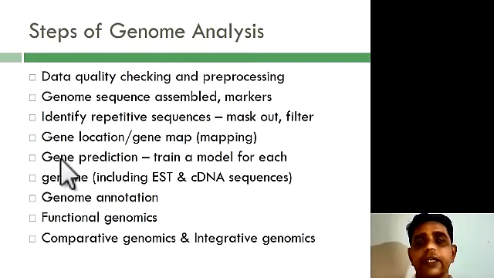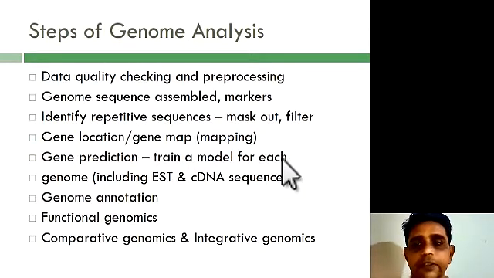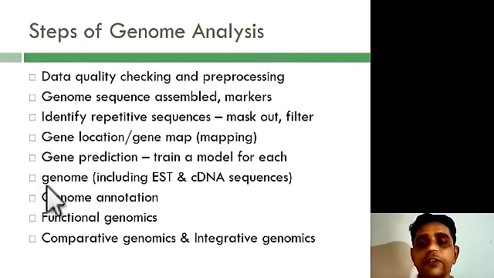The next step is gene prediction, and you have to train the model for each one. For gene prediction, different kinds of models are available, and depending upon that, it is possible to go for the prediction of the gene computationally. Then you can also go for genome analysis, specifically when you have EST (expressed sequence tag) and cDNA sequence data. You can also go for transcriptomics-like study, meaning expression under different conditions. That will come under functional genomics.